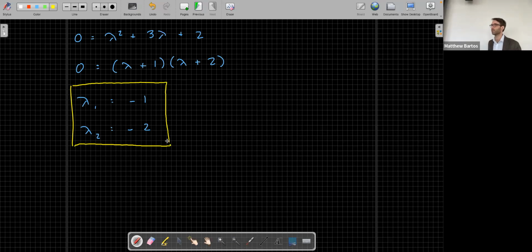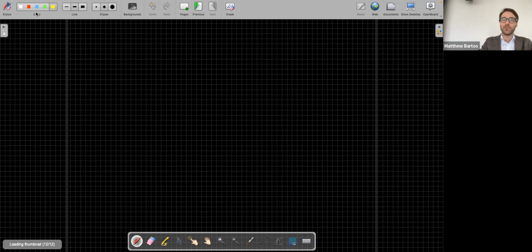That's not too bad. So who's done this before? Who remembers doing this? I think most of you have done this in undergrad. Let's now take a look at how we can compute the eigenvectors for the same matrix.